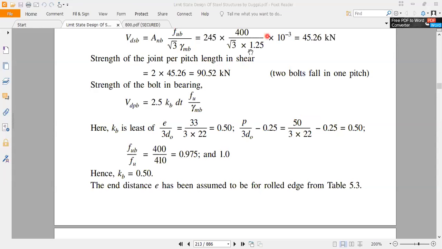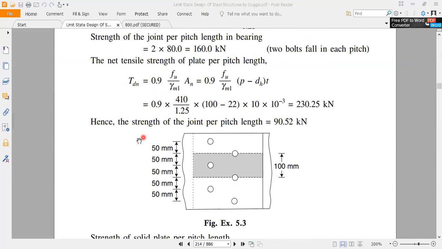Sir, strength of the joint will be the smaller of strength in shearing and bearing or tensile. So strength of the bolt will be the smaller of shearing and bearing. So here for the joint, the strength in shear, strength in bearing and net section of the plate, तीनों में जो छोटा होगा वही होगा strength of the joint. Okay? So strength of the joint per pitch length is equal to 90.52. Clear? Yes, sir.